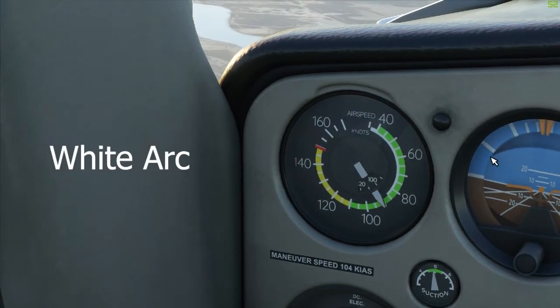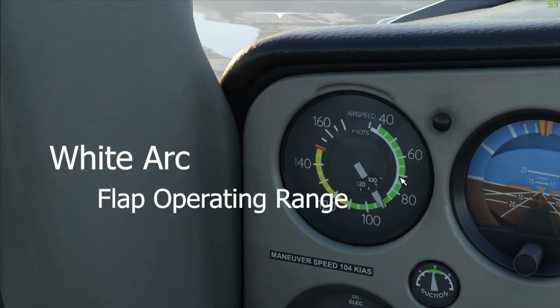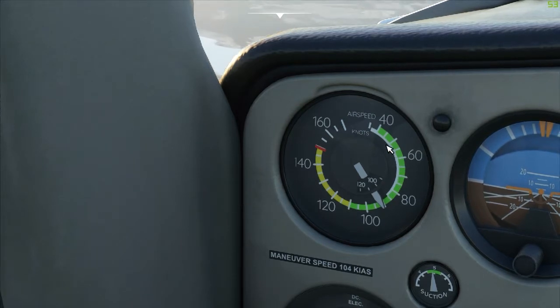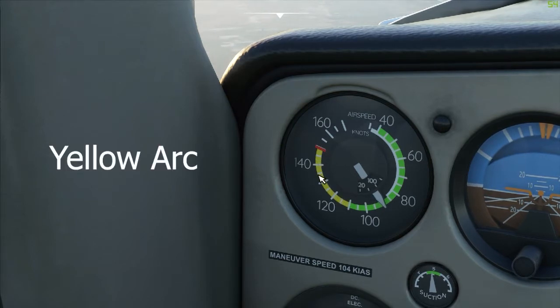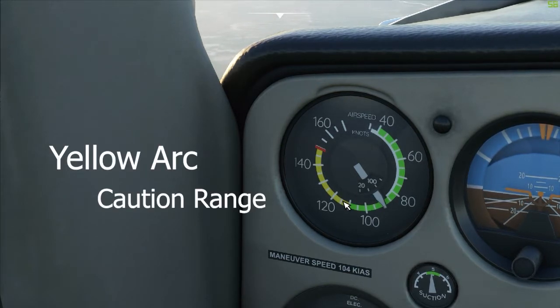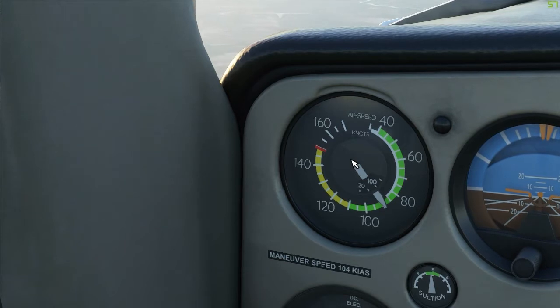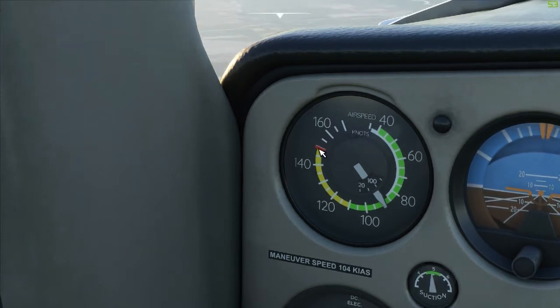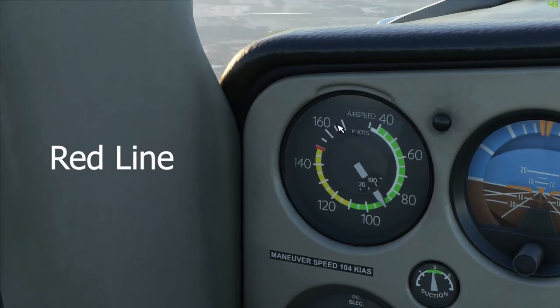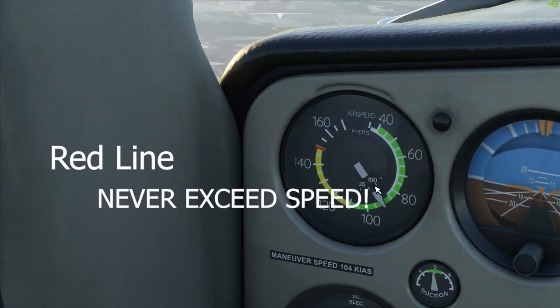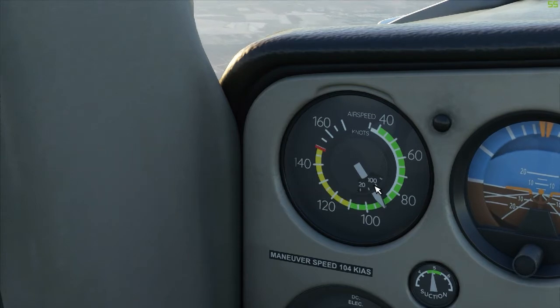The white arc indicates the flap operating range. It is used typically for approaches and landings. The yellow arc cautions that flight should be conducted in this range only in smooth air, while the red line at the top of the yellow arc indicates damage or structural failure may result at higher speeds.